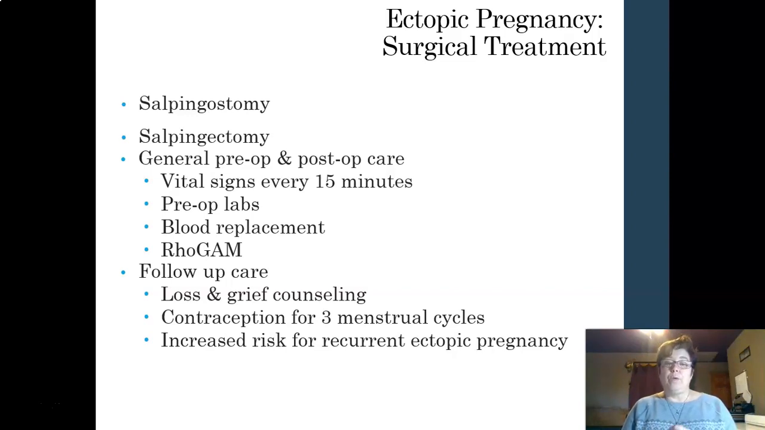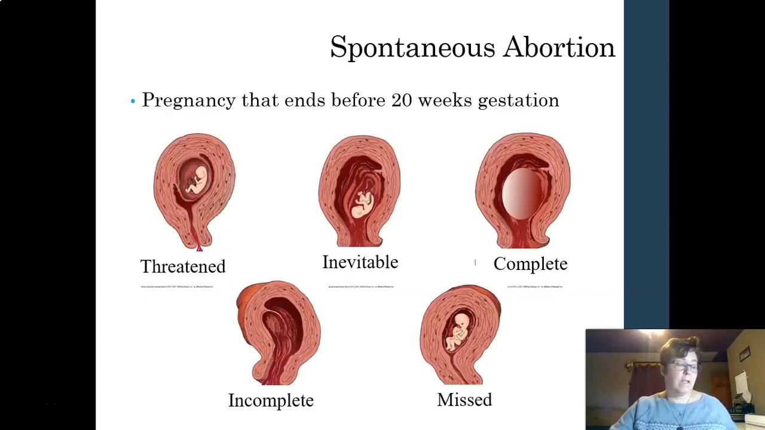We want them to not get pregnant for at least 3 cycles or 3 months afterwards. The tube needs to heal. Whether it's removed, or whether it is opened and closed, this is surgery and she needs to recover and heal from this, okay? And as I said before, if they do the salpingostomy, that does put her at risk for an ectopic pregnancy again on that side. Okay, that was an ectopic pregnancy.